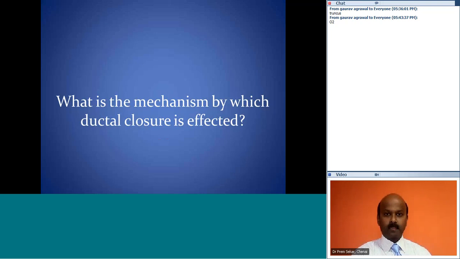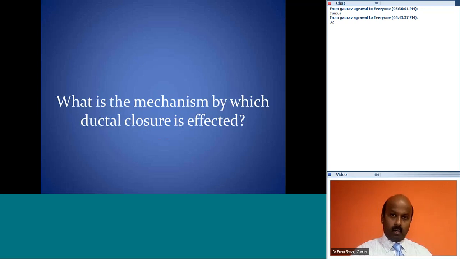and subsequently endothelial infolding and mucoid degeneration with fibrosis complete the ductal closure, resulting in the ligamentum arteriosum.